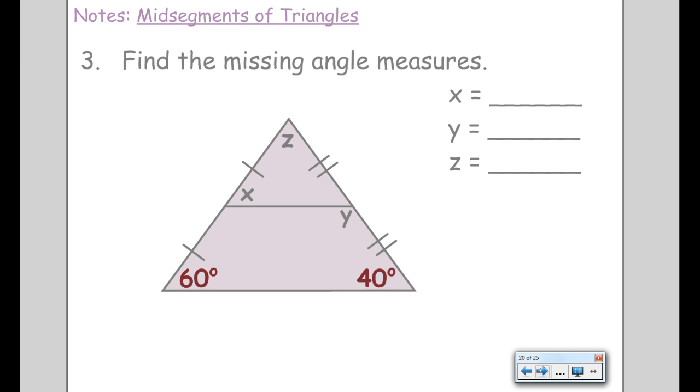Find the missing angle measures. Oh, we haven't done anything with angles yet. But we do know that the angles are congruent to their corresponding angle. So if you can just find the one that it goes with, they're just congruent. You don't really have to do any math with it. But you do have to find the one it goes with. Let's do Z first. To find Z, you're going to remind yourself how many degrees are in a triangle. 180.